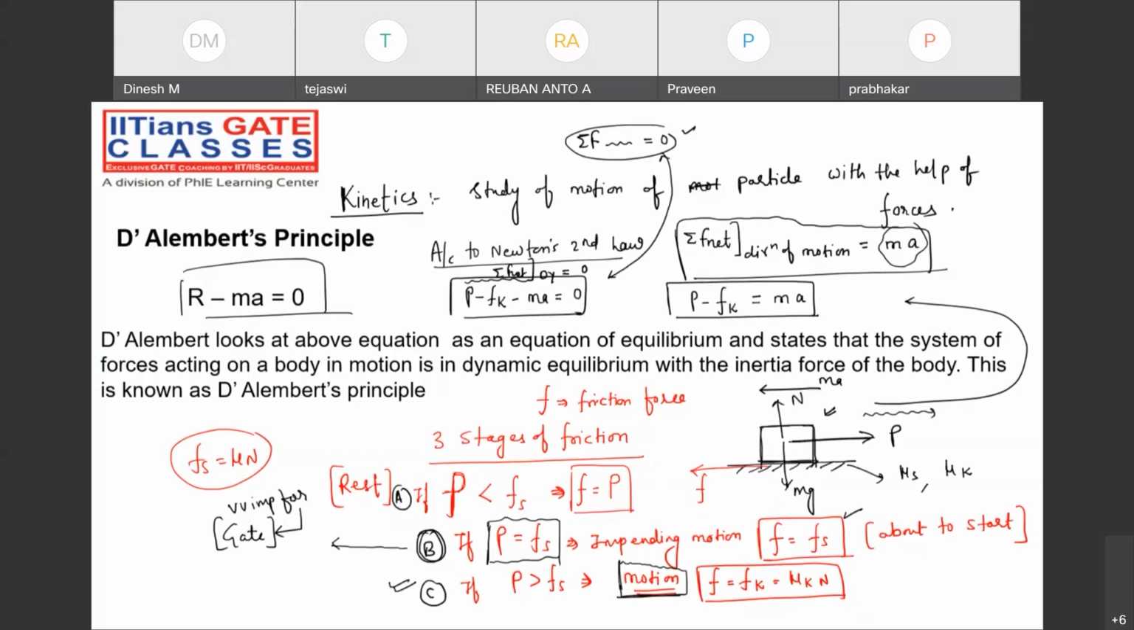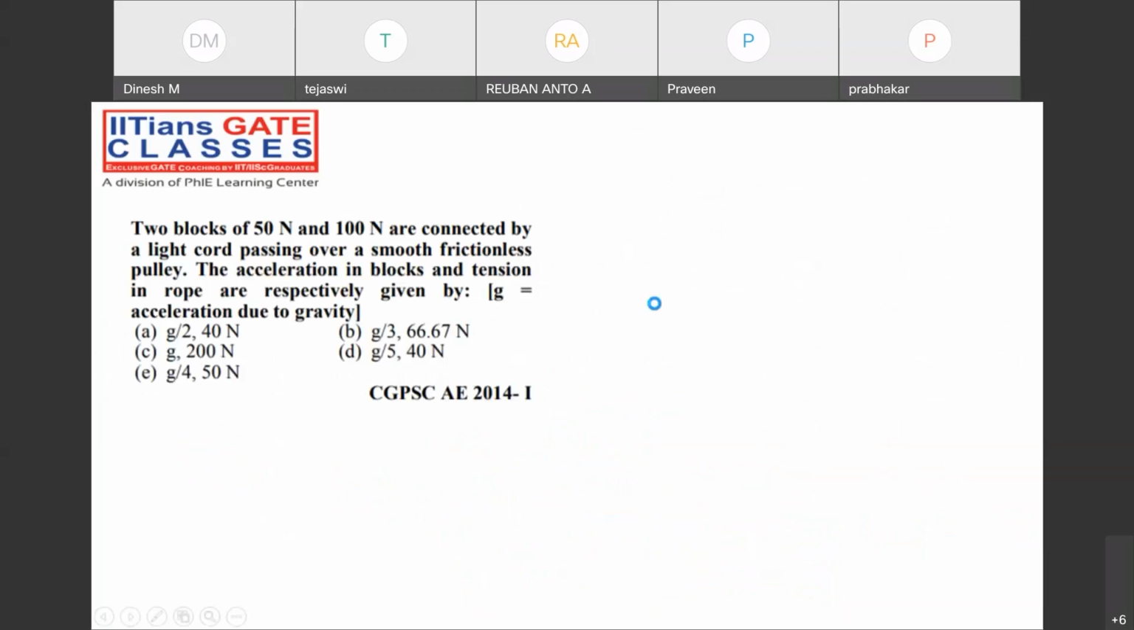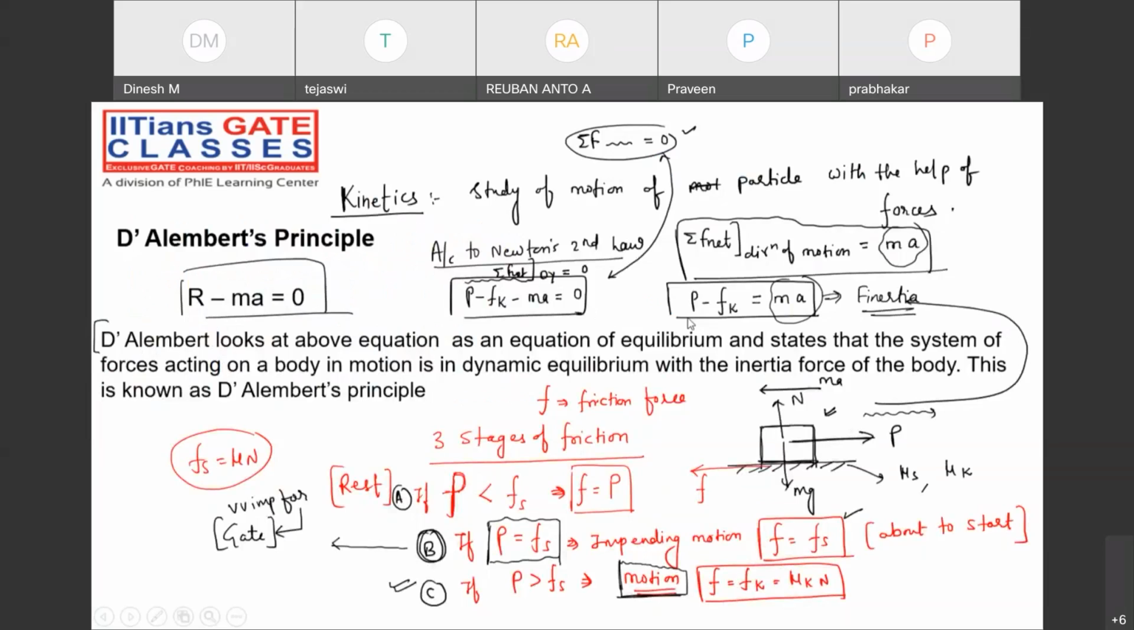Tell me, guys. Look at this statement. The D'Alembert principle looks at the above equation as the equation for equilibrium and states that the system of forces acting on a body in motion will be under dynamic equilibrium condition with the inertia force of the body. This is called the inertia force. Understanding? Perfect. Please note down these things. Very, very important.